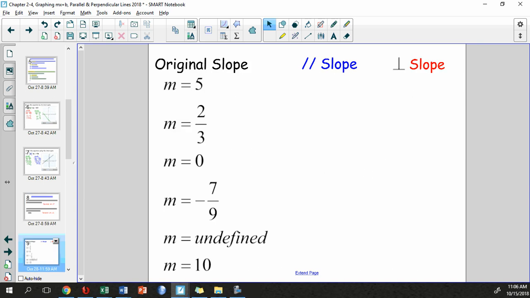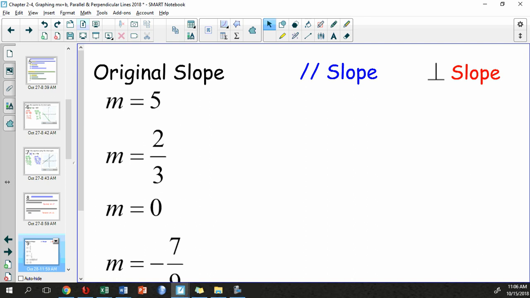Are we ready? If I give you a slope of 5, what is my parallel slope? 5. It's the same. Okay? What's my perpendicular slope? The opposite of positive is negative, and then you want the reciprocal of 5, which is going to be -1/5. Do we understand that?